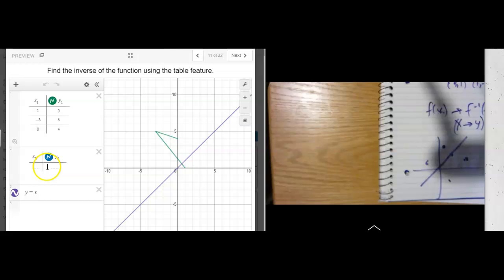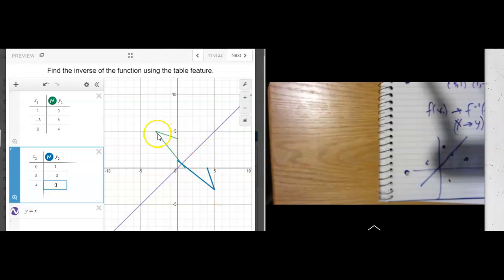Okay, you have the line y equals x already there for you, so you have the table, so you plug in those points. You're going to get 0, 1, my bad. Let's try 5, -3. And 4, 0. See, this is going to be helpful when you go into MyOpenMath and you do some of those graph questions. You'll be able to see that the green becomes the blue, and you switch x and y, and you fold it over that blue line right there.